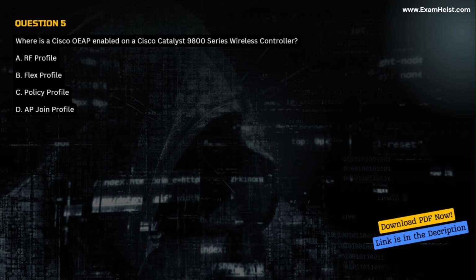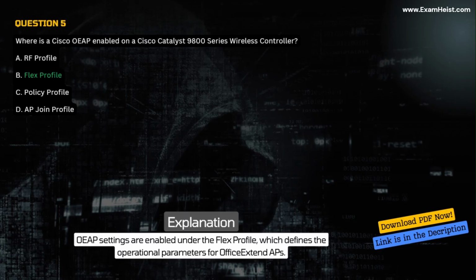Question 5. Where is Cisco OEAP enabled on a Cisco Catalyst 9800 series wireless controller? A. RF profile. B. Flex profile. C. Policy profile. D. AP join profile. Correct answer: B. Flex profile. Explanation: OEAP settings are enabled under the Flex profile, which defines the operational parameters for Office Extend APs.